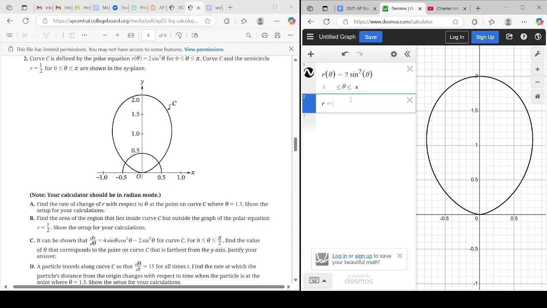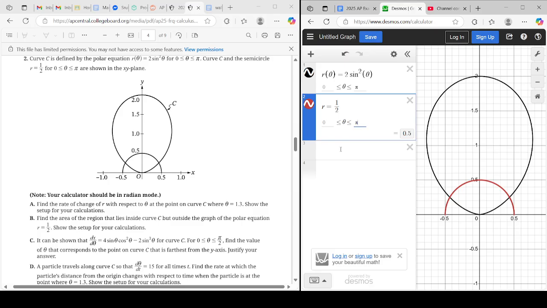And we're also going to use r equals 1 half. This is a red curve that we're going to see. By the way, this black thing is curve C. The red thing is the semicircle. We're also going to round this to pi to make a semicircle, not a full circle.